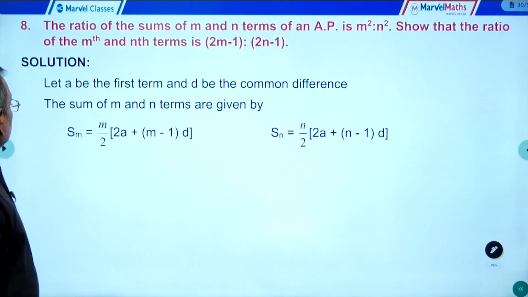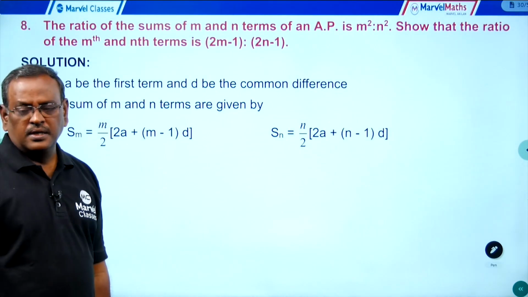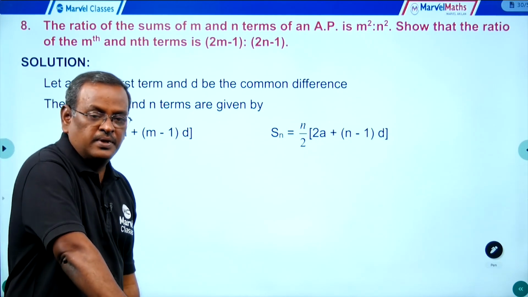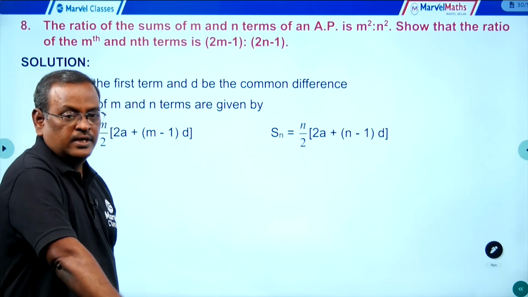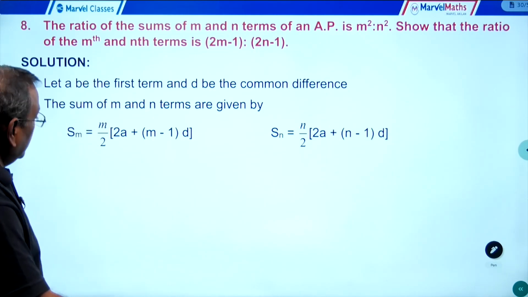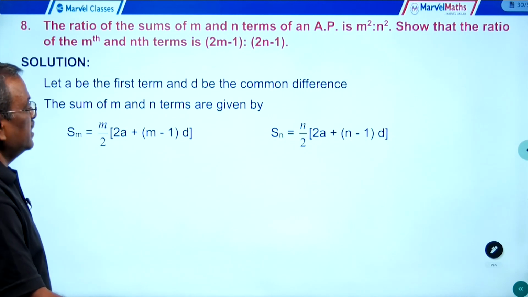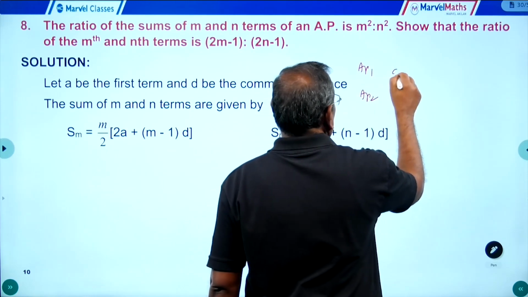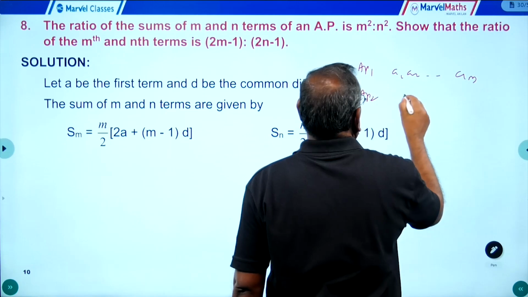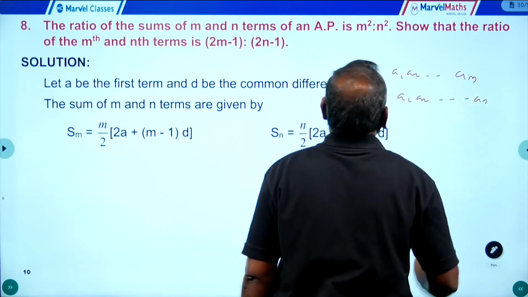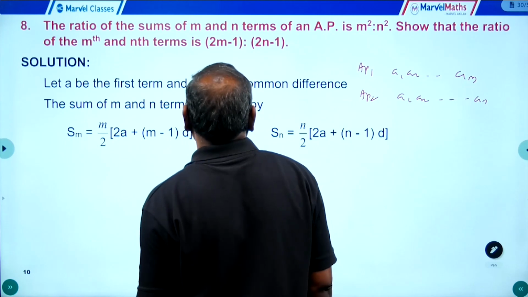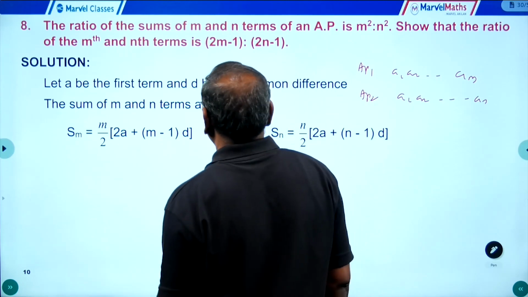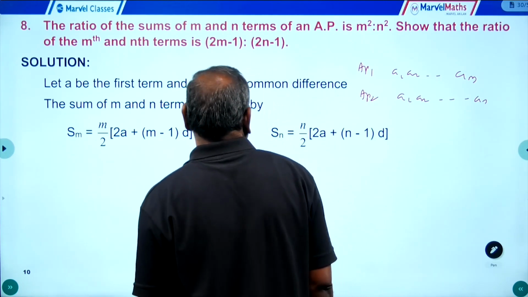Okay. And next, one of the repeated concepts in AP, you can expect it in either section C or D. Practice ratio related problems in AP, you can expect them in this board exam. The sum of first m terms and n terms of an AP is m square and n square. For example, AP1 and AP2, A1, A2 up to Am, A1, A2 up to An. Show that the ratio of mth and nth term is 2m minus 1 and 2n minus 1.